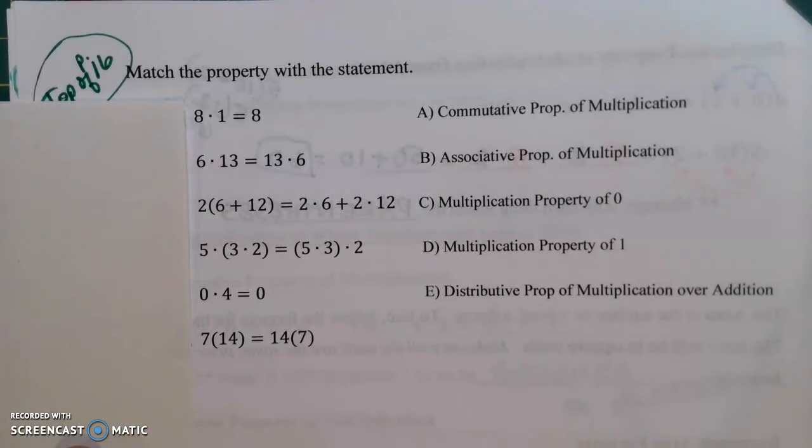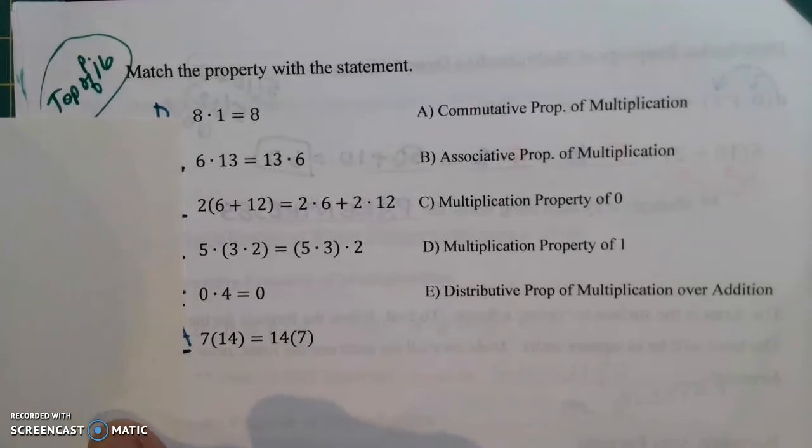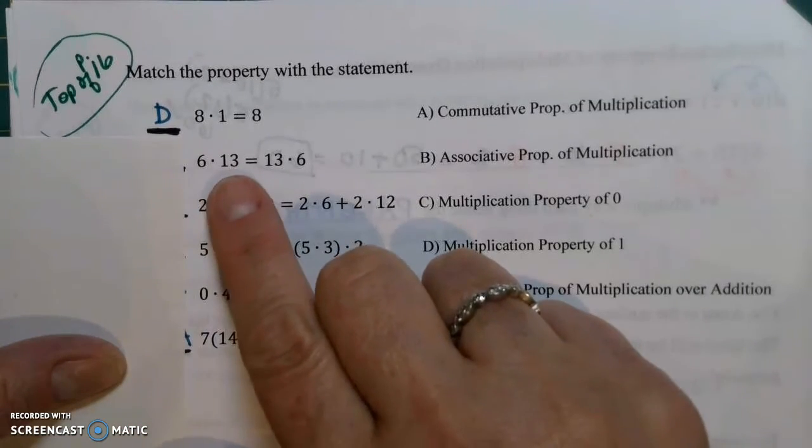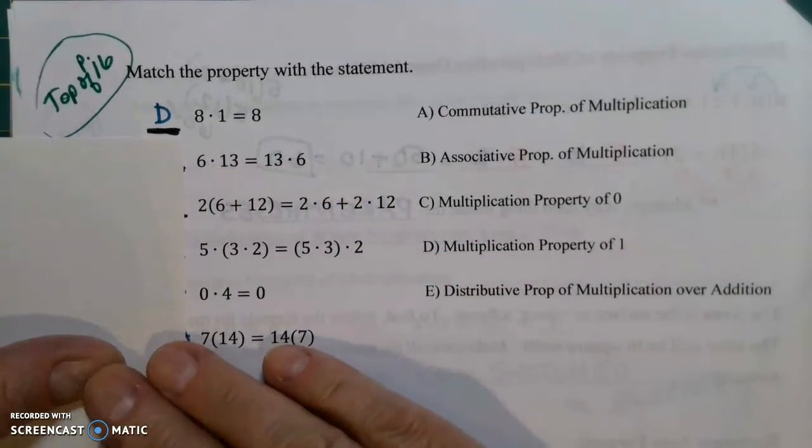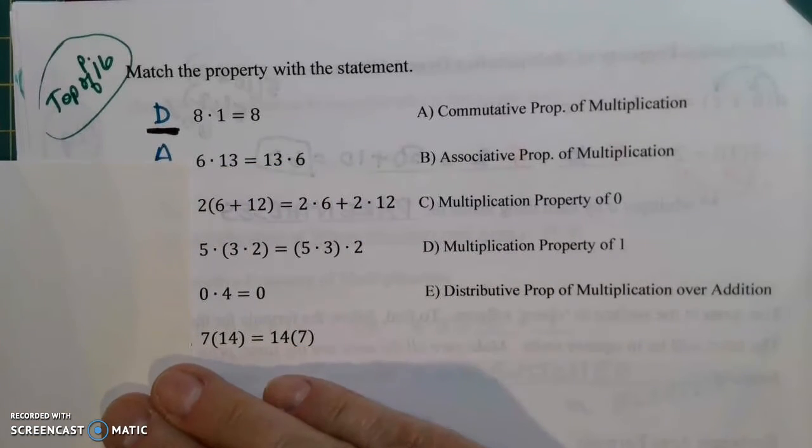All right, so we've got an 8 times 1. So as soon as I see that, I'm going to be looking at the multiplication property of 1. So the first answer is going to be D. The next one, I'm multiplying two things, but their order has switched. So that is going to be the commutative property.